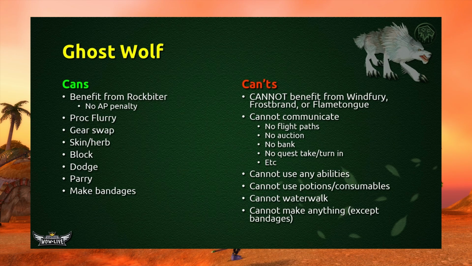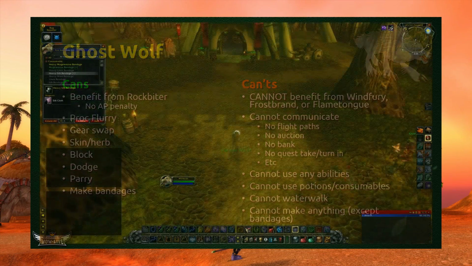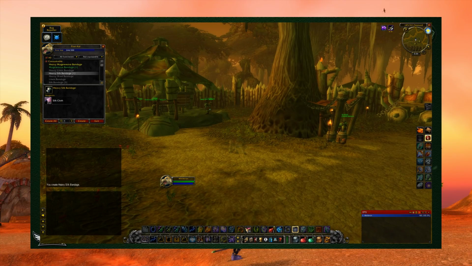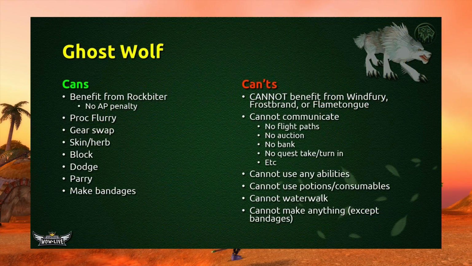You can put Rockbiter on and you can hit people just as hard as you would in human form. You can proc Flurry, you can swap your gear, you can skin and herb, you can block, dodge, and parry, and for some reason, you can make bandages. Haven't figured out why, but you can do that. These are some things you can do in Ghost Wolf form. Now let's go over what you can't.